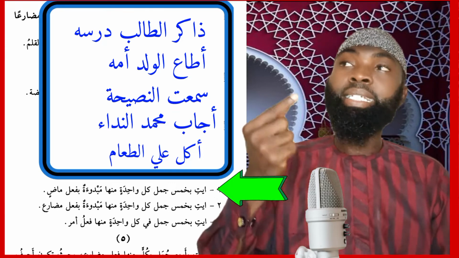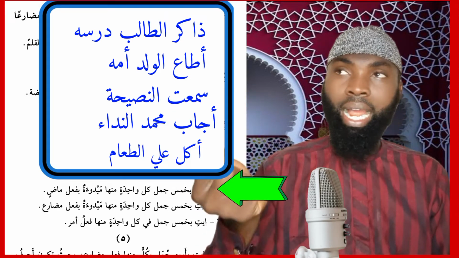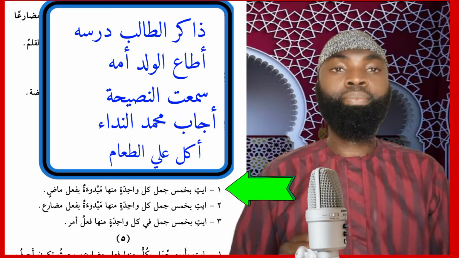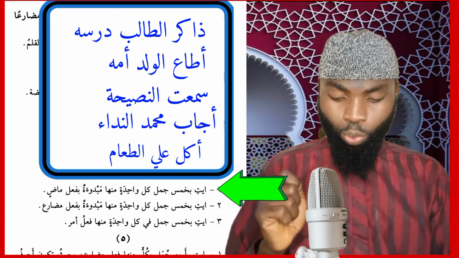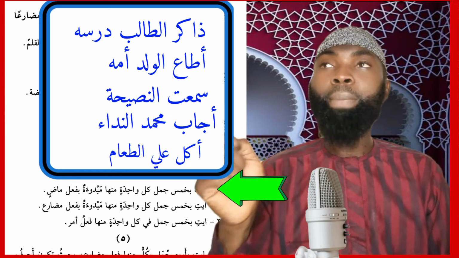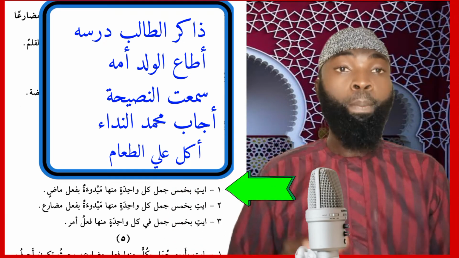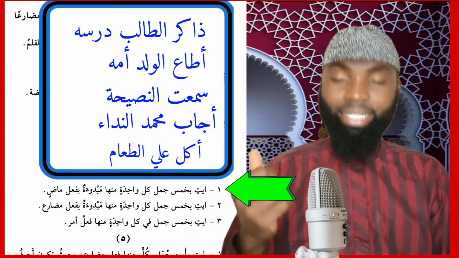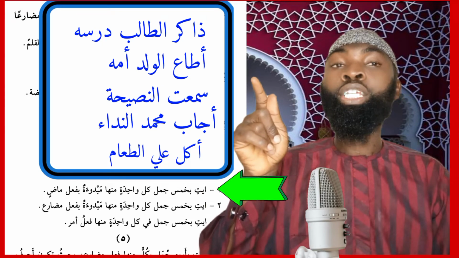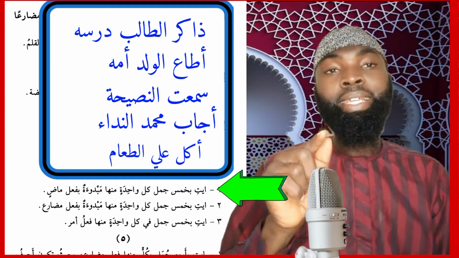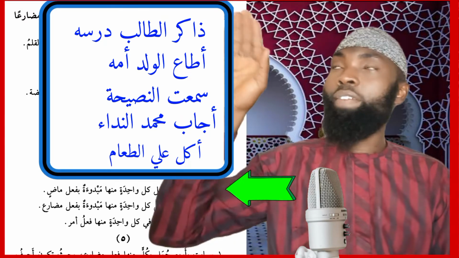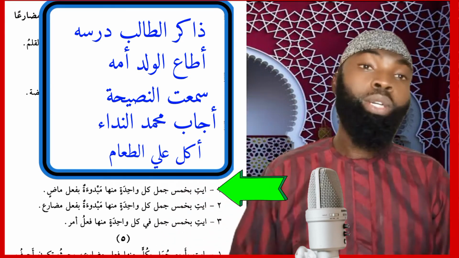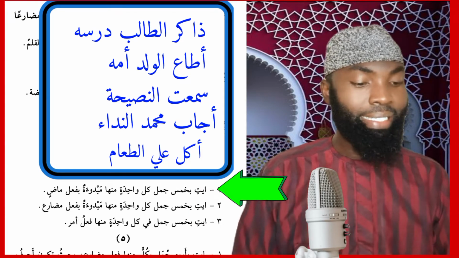And we can also see sami'tu nasiha. I can say sami'tu nasiha. I had the advice. Sami'tu, a past tense. I can also say ajaba Muhammadun an-nidaa. Muhammad responded to the call. And lastly, I can say akala aliyun at-ta'ama. Ali ate the food. All of these 5 sentences, you can see they all begin with a past tense. This is what you have to do. Now let's move on to the next exercise.